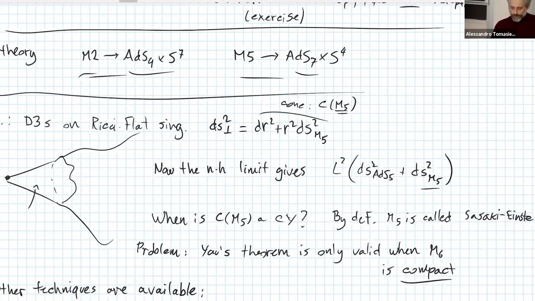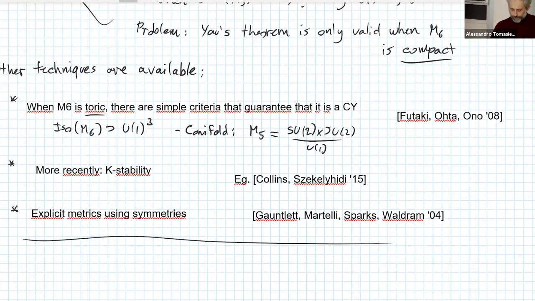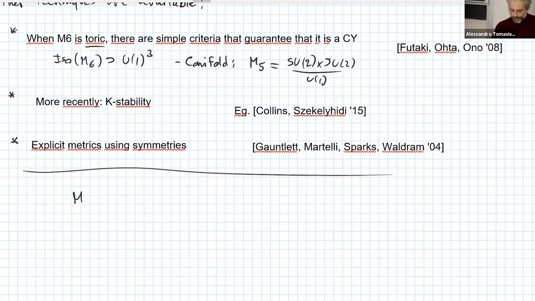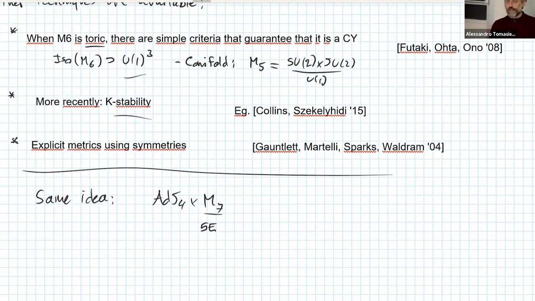So more generally, with the same idea you can obtain AdS4 times an M7, which is a Sasaki-Einstein in seven dimensions. The techniques are still more or less the same. There are many toric examples, and K-stability applies to those as well. I should say this hasn't been explored much in the physics literature because I guess people have moved on to better things.